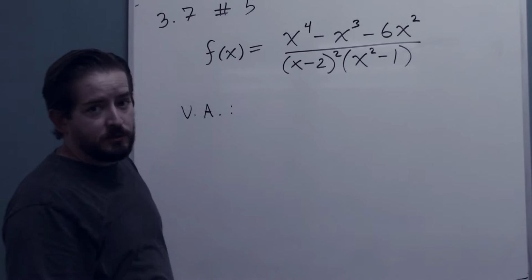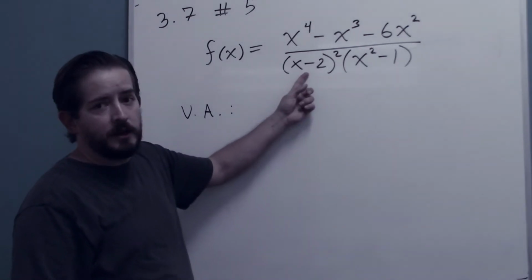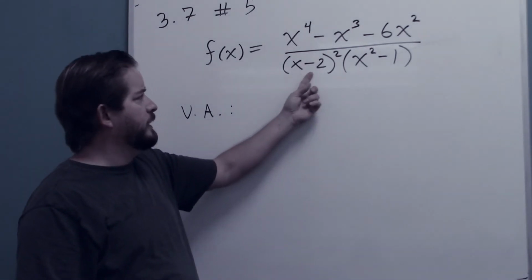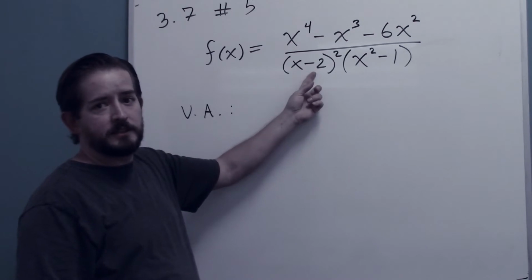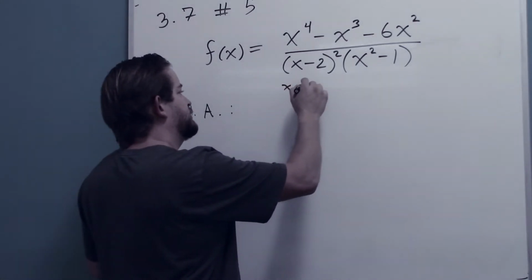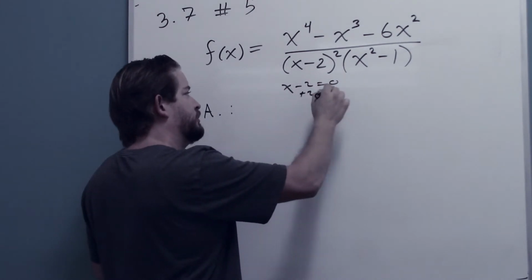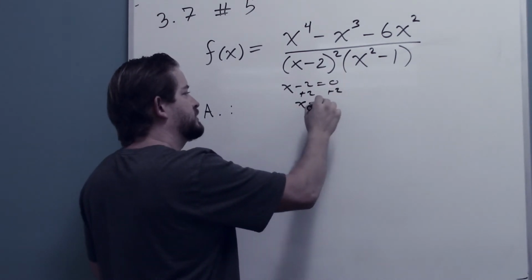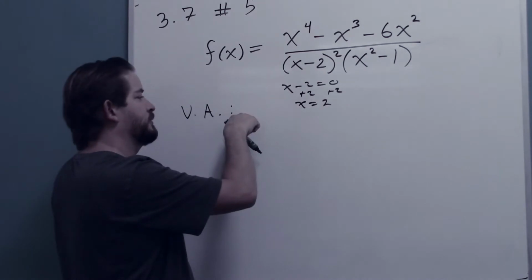The vertical asymptotes occur when you have a 0 in your denominator, right? So note that I'll get a 0 in my denominator if x minus 2 is equal to 0. And so that is to say, x minus 2 equals 0. I would add 2 to both sides. That gives me x equals 2. That's one of my vertical asymptotes.